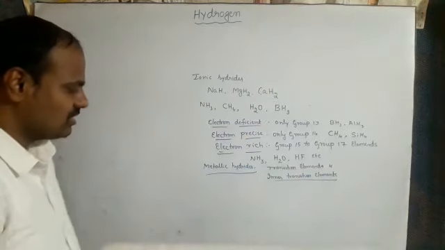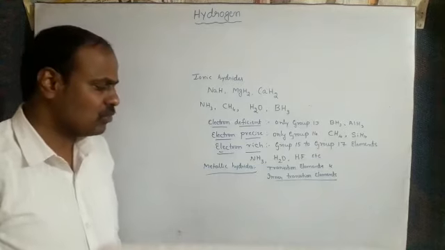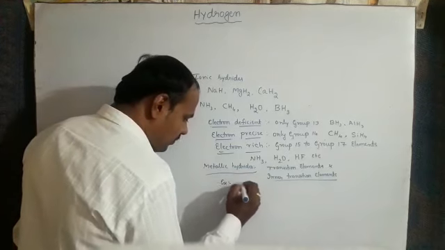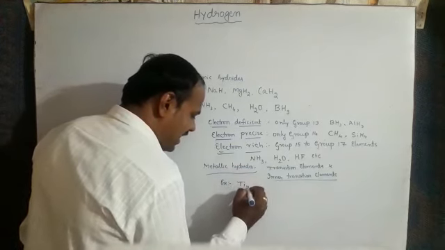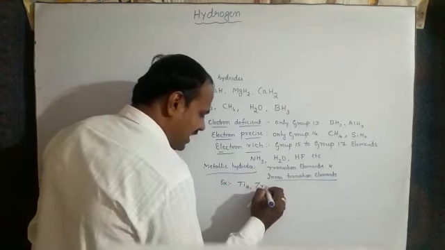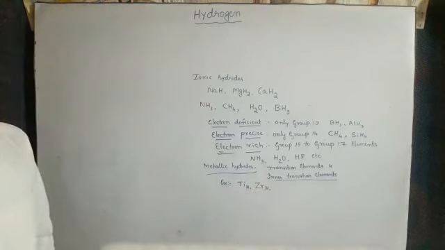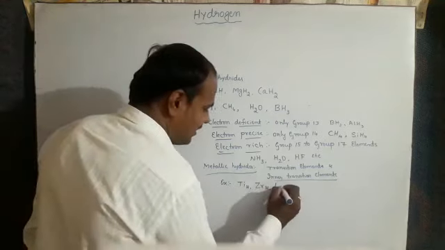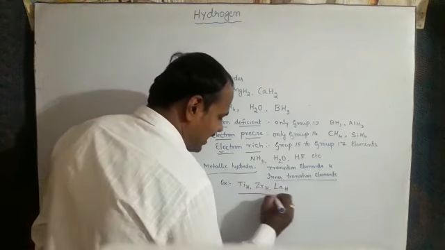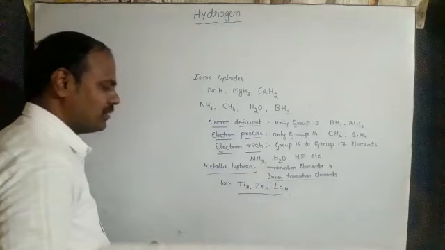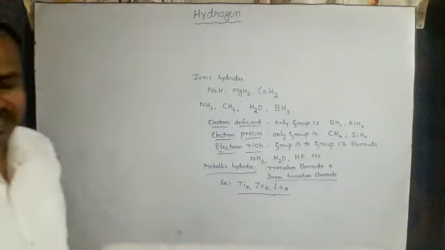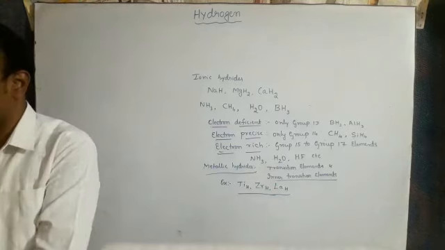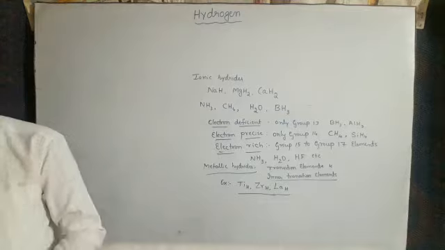Metallic hydrides are also known as non-stoichiometric hydrides. Give an example for metallic hydrides. Titanium hydride, zirconium hydride, lanthanum hydride are the examples for metallic hydrides. These are some important classifications of hydrides.